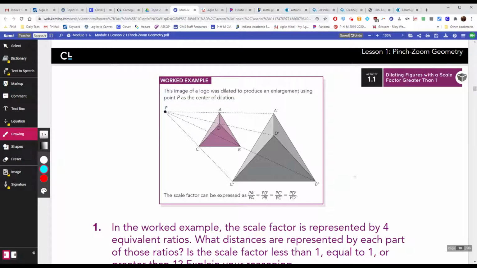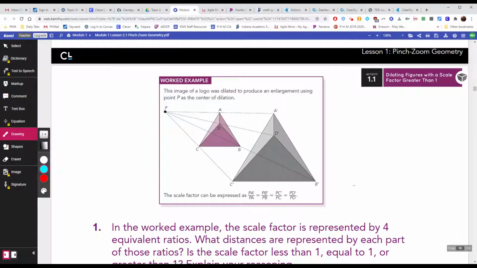So this is the image of a logo right here. Here's the logo, and it was dilated to produce an enlargement. So this is the enlargement. And they've differentiated that using the primes here. So here's the center of dilation. Notice that if you draw a line from the center of dilation to each point on the original logo and you extend it, it actually connects to the corresponding point in the enlargement.